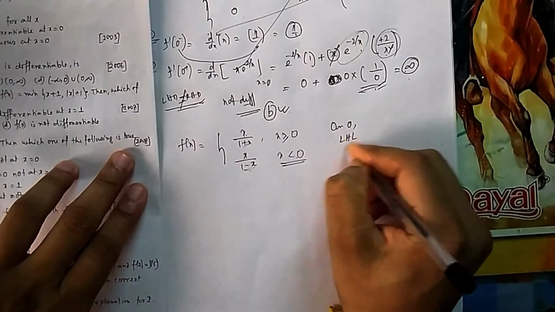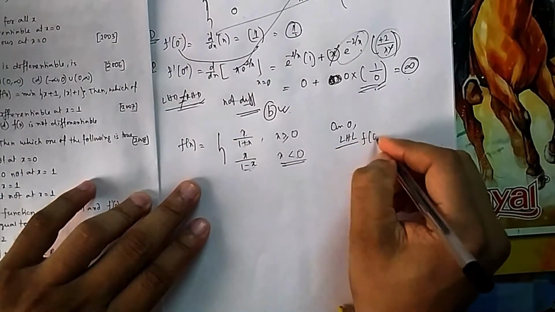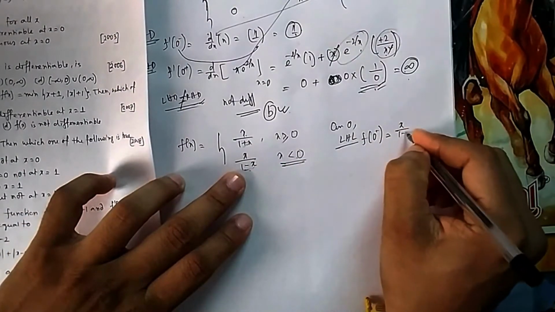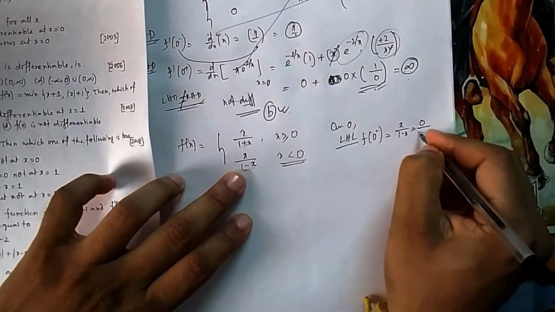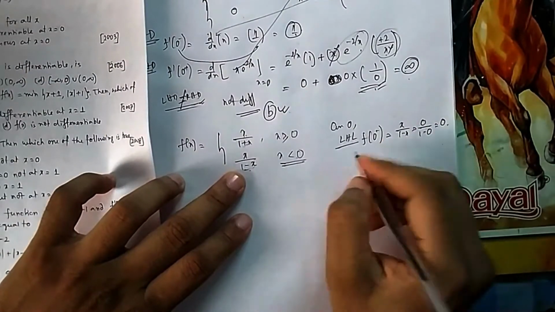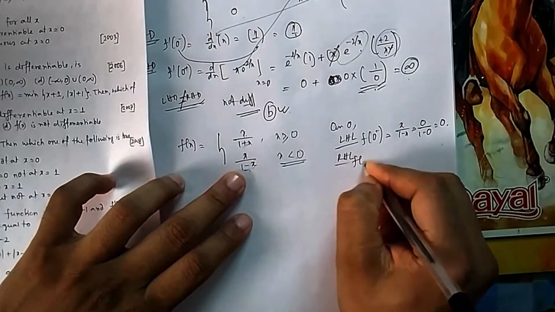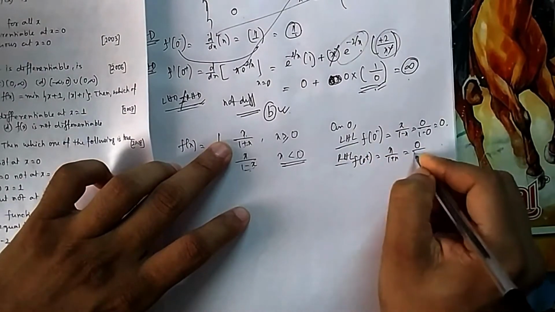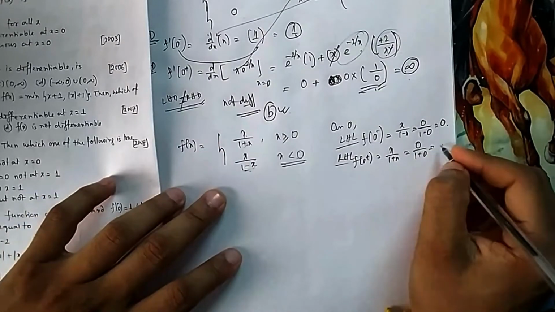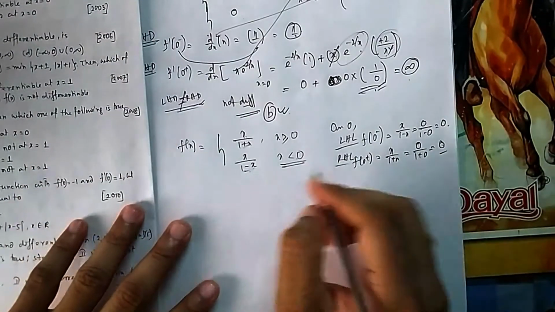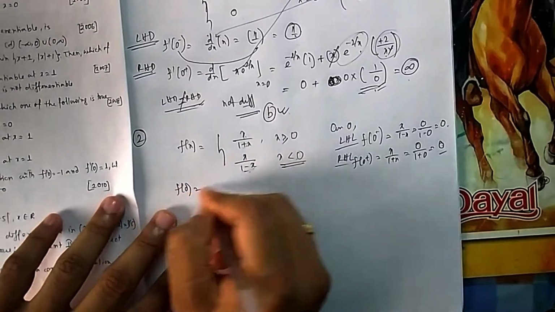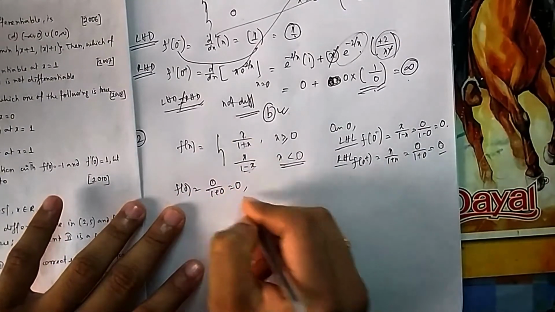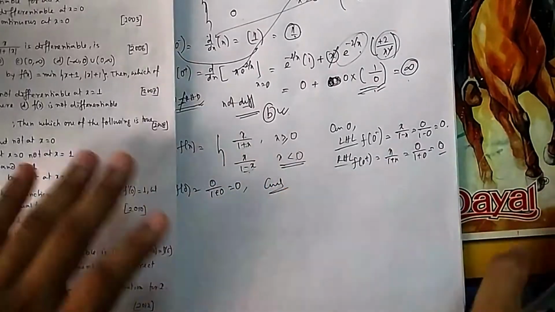So LHL, f0 minus, so 0 minus means for x less than 0 you will take this one, that means x minus 1 by x. So if you put a very small value like 0, your answer is 0. If you do RHL, f0 plus, which function will you bring? You will bring this function. Again you are putting a number which is very close to 0, so you can put it as 0, so it is 0. LHL and RHL both are equal, and f0 is also 0, because for f0 you take this one or this one, whatever, this is also 0, so it is obviously continuous.